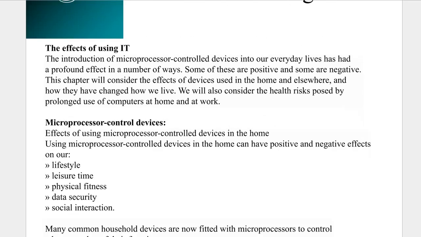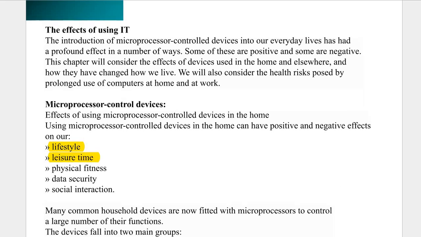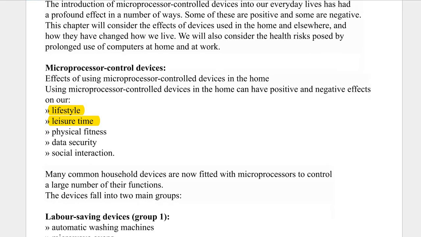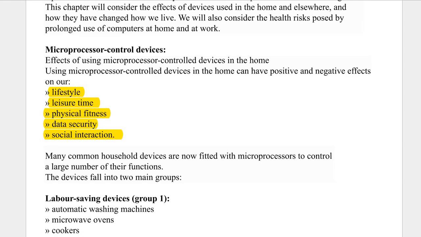They are affecting our daily life in too many ways: in our lifestyle, in our leisure time. It means that in our fun time, or the time we want to have fun with our family, with our friends, for our physical fitness, for our data security, for social interaction. By social interaction, it means that, for example, when you are using video calls or chatting with your friends on your phone, you are somehow interacting with your friends in social life. If you don't have the phone, you should go and directly meet your friend and then talk. But by using IT devices, you don't need to do it.